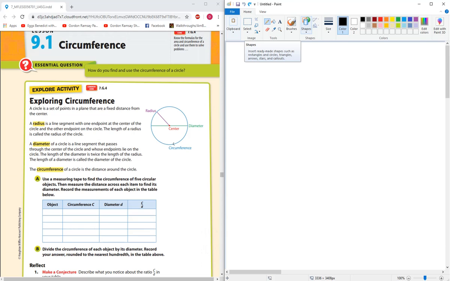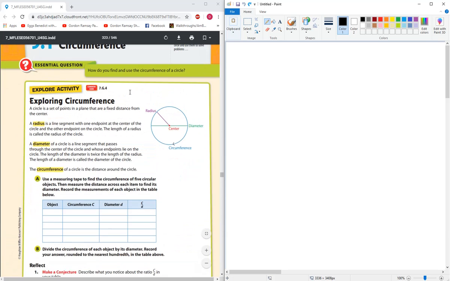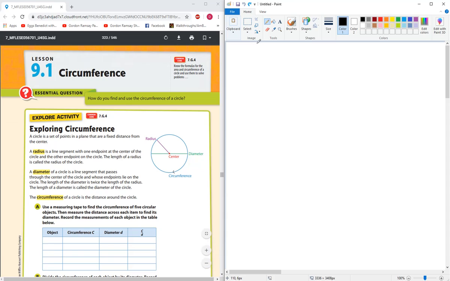Hey everyone, we're going to be going over the circumference 9.1. This was the last lesson in your packet, so some of you might not have gotten to it before you turned it in.